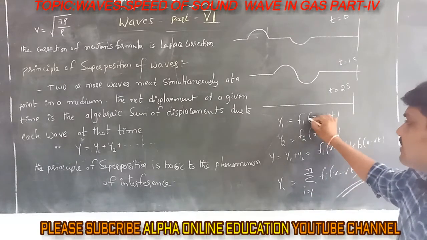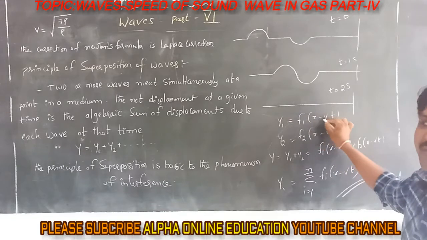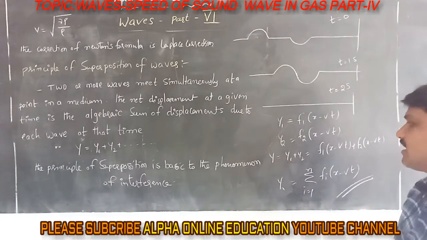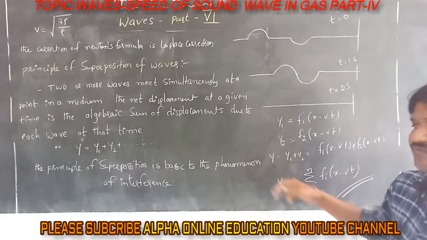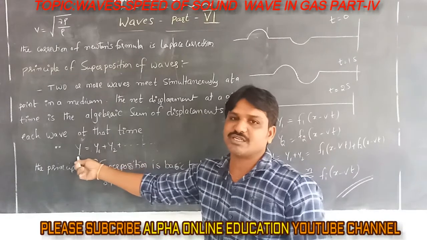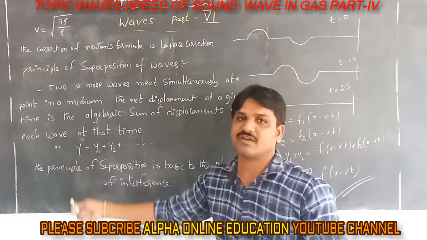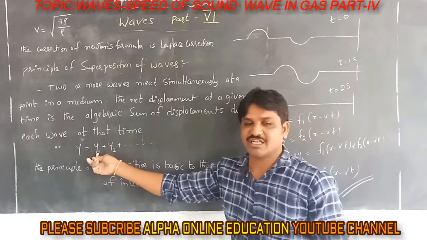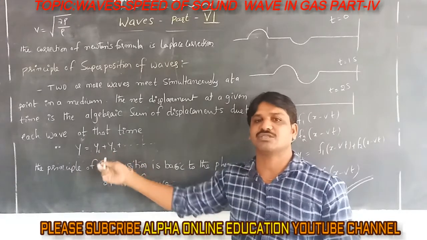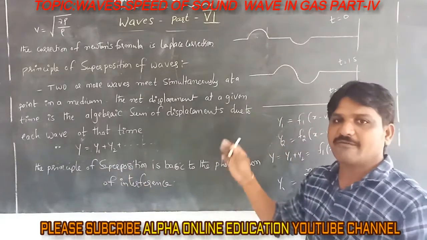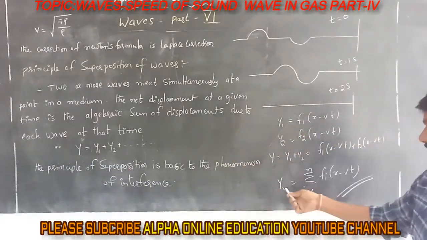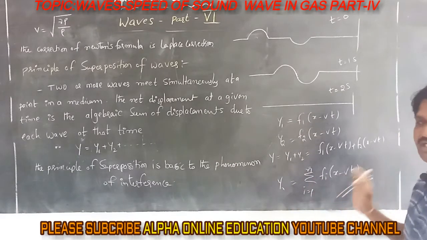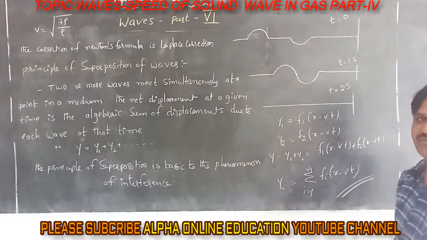Whenever the first wave equation is y1 equal to f1 of (x minus vt) and the second is y2 equal to f2 of (x minus vt), from the principle of superposition we know that the net displacement of the waves in a medium is equal to the algebraic sum of the displacements of the individual waves. From that we can write y equal to the sum from i equal to 1 to n of fi of (x minus vt), the formula for the principle of superposition of waves.